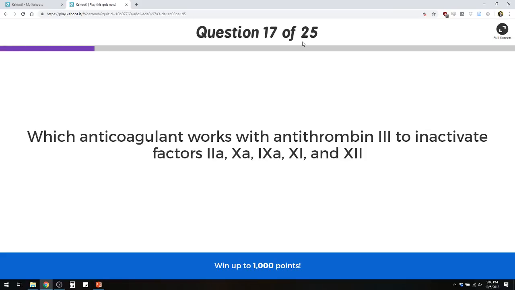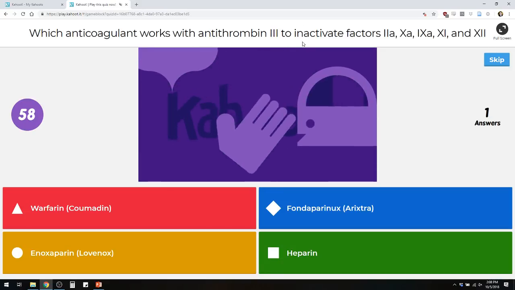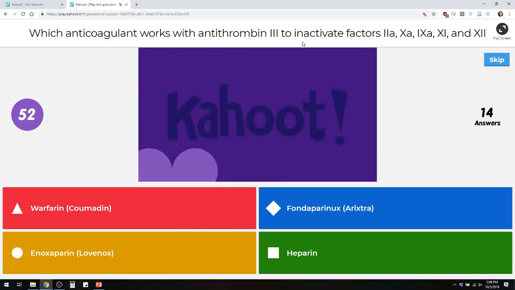Which anticoagulant works with antithrombin III to inactivate factors II, X, XI, IX, XI, and XII? We have warfarin, fondaparinux, heparin, or enoxaparin. Let's move back into the anticoagulants.